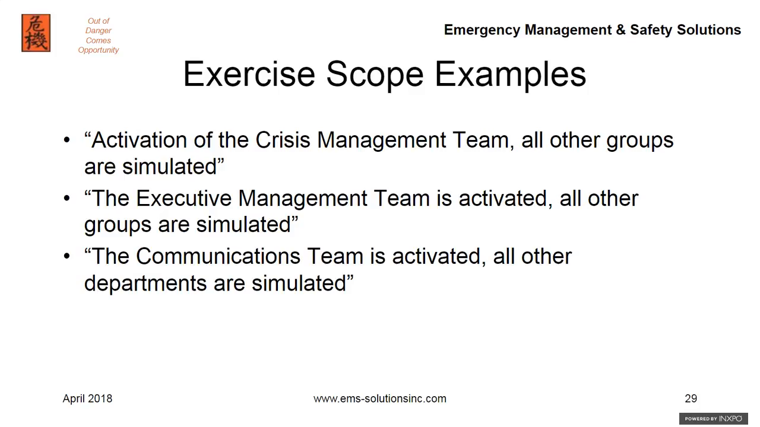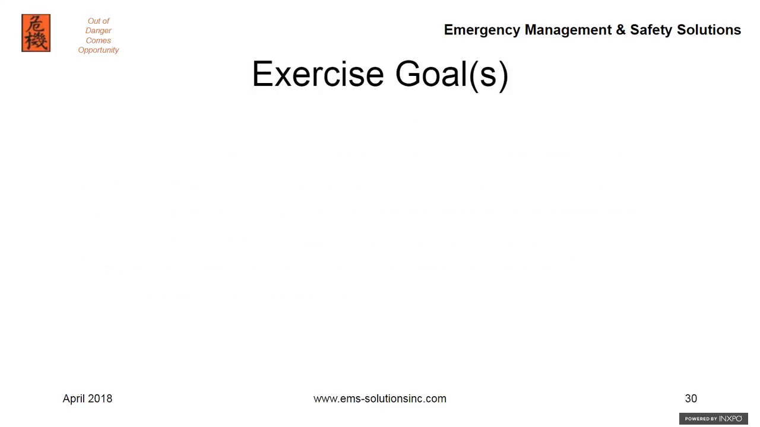So what the scope could look like in some of your documentation, maybe it's the activation of the crisis management team, and all other groups are going to be simulated. The second example might be an executive management team is activated, and all other groups are simulated. And the third example might be something like the communications team is activated, and all other departments are simulated. So first of all, ask yourself the question, who's going to be in the room? And secondarily, do we have to simulate anybody else in order for this exercise to work?